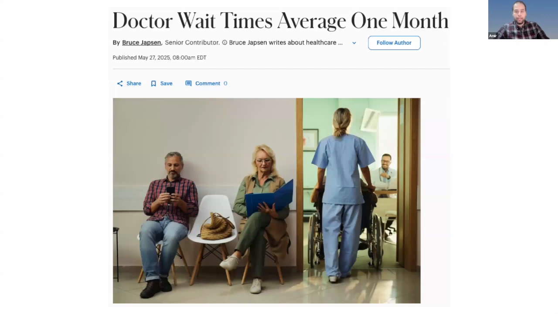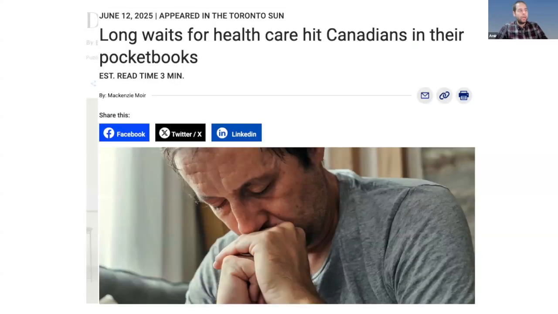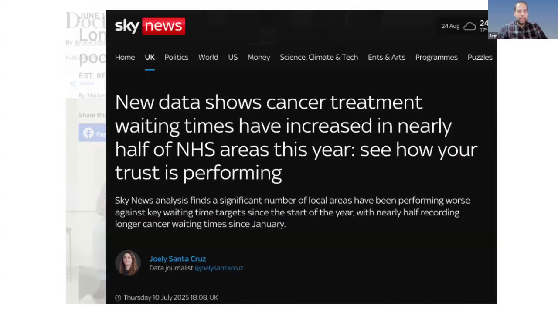We constantly see headlines about long patient wait times and their detrimental consequences on patient health. For example, in the United States, we've seen that doctor wait times average 1 month in particular specialties. In Canada, the situation is even worse. Long wait times for healthcare hit Canadians in their pocketbooks. It's pretty much the same in the United Kingdom, where new data shows that cancer treatment waiting times have increased in nearly half of their National Health Service areas this year.